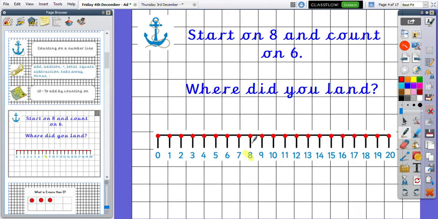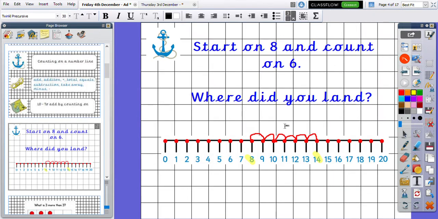So let's count all together. 1, 2, 3, 4, 5, 6, and I land on the number 14. So my answer would be number 14. Fantastic.